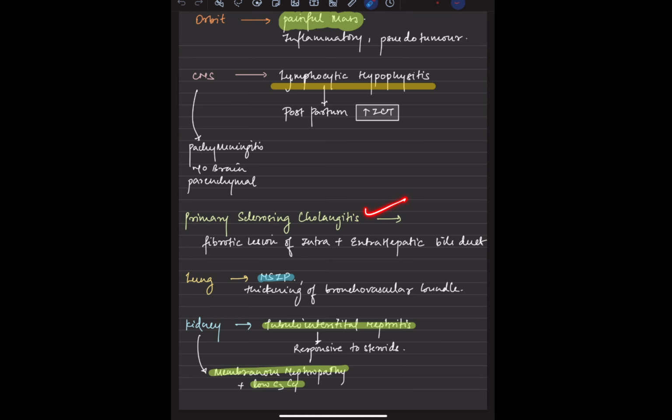Then primary sclerosing cholangitis. So there would be a fibrotic lesion of the intra and extrahepatic bile duct. Okay, I have made a detailed video on primary biliary cirrhosis. You can just watch this video. What is the difference between primary sclerosing cholangitis and primary biliary cirrhosis? Then the lung. In the lung, we have an NSIP pattern, okay, and thickening of the bronchovascular bundle could be appreciated. In the kidneys, tubulointerstitial nephritis, that is, they have a response to the steroids, and in some conditions, some people can also have membranous nephropathy.